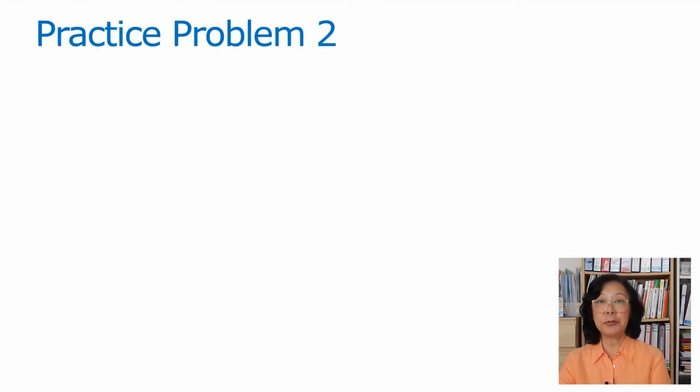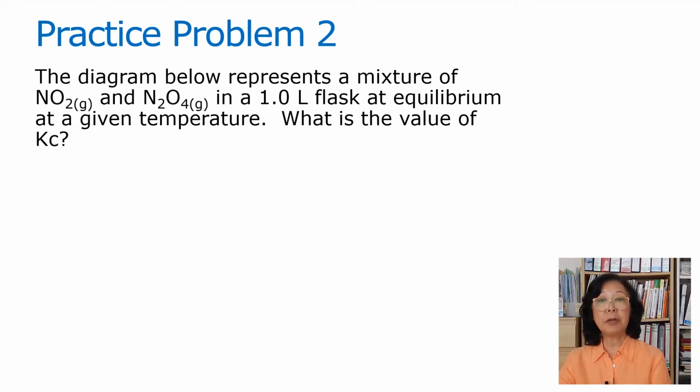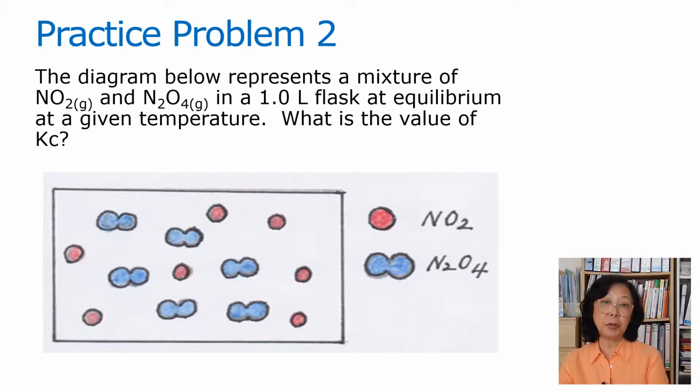Practice problem number 2. The diagram below shows a mixture of NO2 and N2O4 in a 1 liter flask at equilibrium at a particular temperature. What's the value of Kc? So let's take a look and count the number of molecules. We have 6 molecules of N2O4 and 7 molecules of the product NO2.